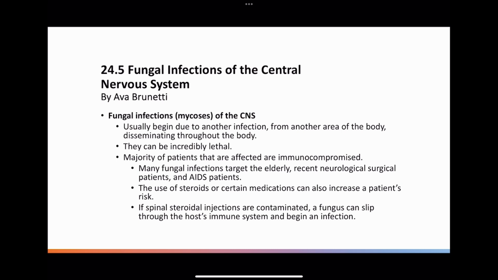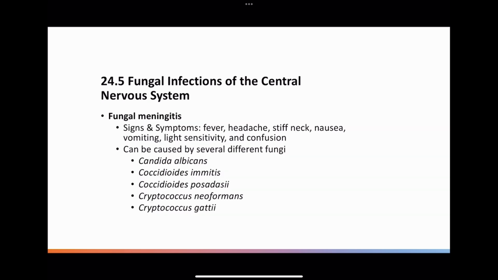For example, if spinal steroidal injections are contaminated, a fungus can slip through the host's immune system and begin an infection. This was seen in 2012 when a group of patients were given a spinal steroid shot from a contaminated batch of steroid medications. Due to this direct injection in a neurological procedure, the contaminated pharmaceutical was able to pass right through the host's innate immune system and cause an infection, also known as meningitis.